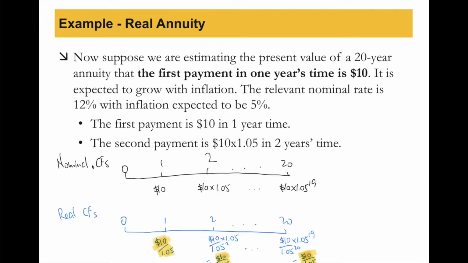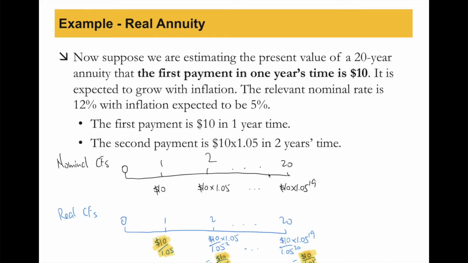First of all, we start with nominal cash flows. So here we have a 20-year annuity, going from year 1, 2, and all the way to 20. We know that the first payment is going to be $10. And this is expected to grow with inflation such that the next one will be $10 times 1 plus the inflation. And the next one will be $10 times 1.05 squared. So the last cash flow will be $10 times 1.05 to the power of 19.